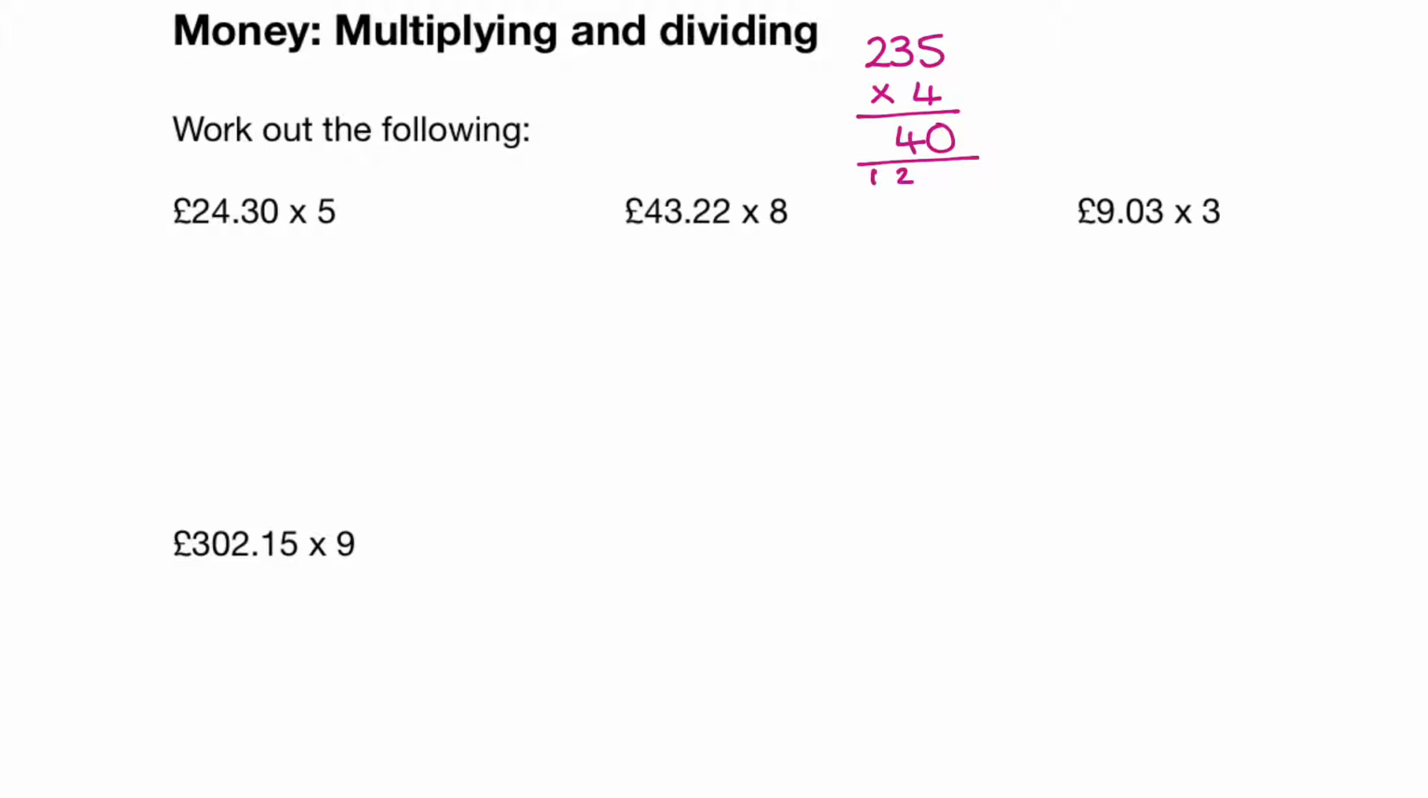And then the last bit, 2 times 4 is 8. Which is going to go there, but remember we need to add that 1, so that makes 9. So 235 times 4 is 940. And next, just a quick dividing recap.